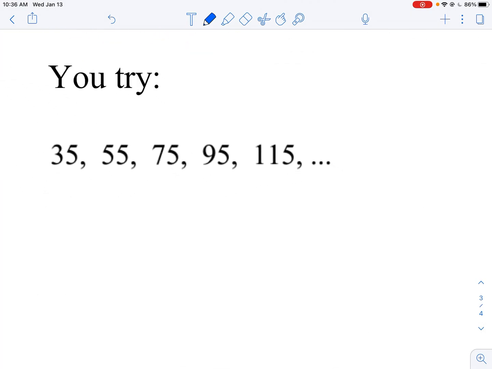So I would like for you to give it a shot on your own. Go ahead and pause the video and see if you can get the explicit function for this arithmetic sequence.